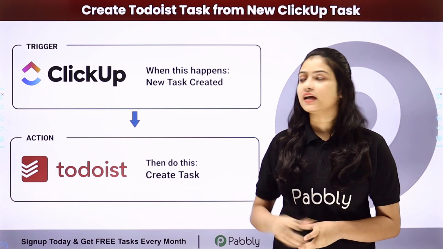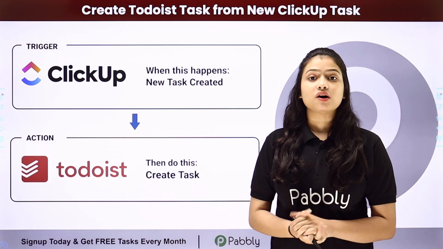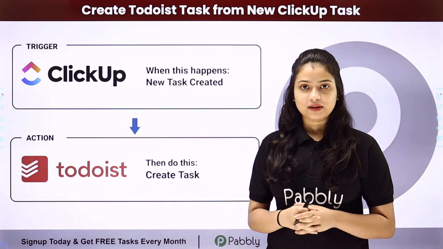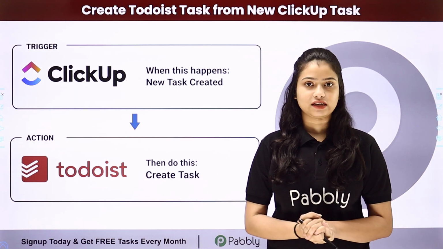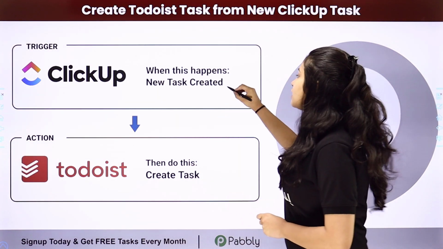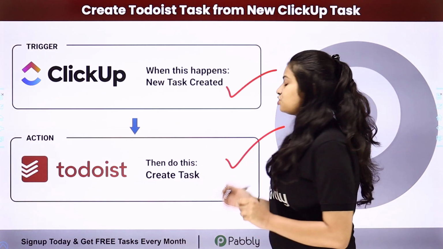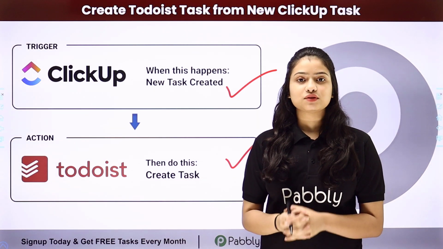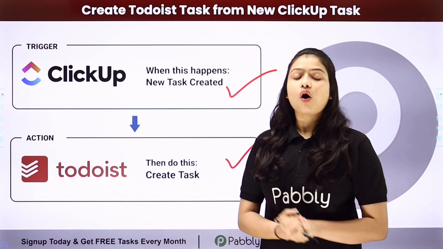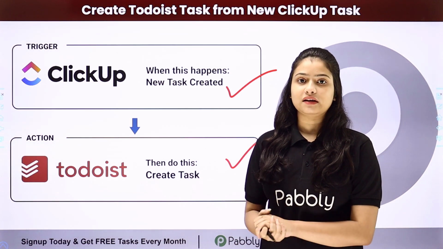For that we will have to connect both these applications, but because they do not have any kind of native integration between them, we are going to use Pabbly Connect, which is an amazing automation and integration software, in order to connect both of them. Now what we are going to do, we have ClickUp in our trigger and Todoist in our action. So we will be connecting both of them by using Pabbly Connect in such a way that whenever a new task is created in ClickUp, automatically the same task will also be created in Todoist.